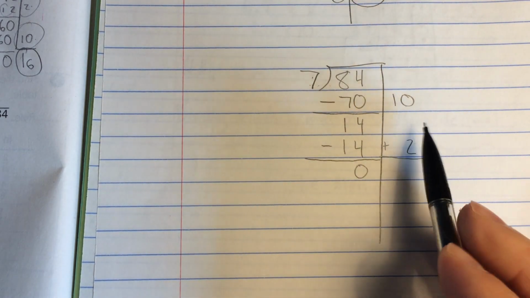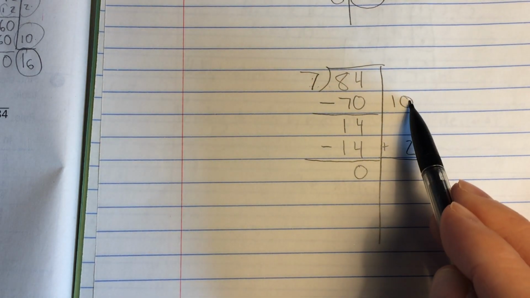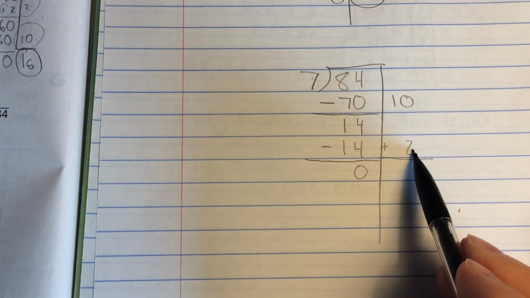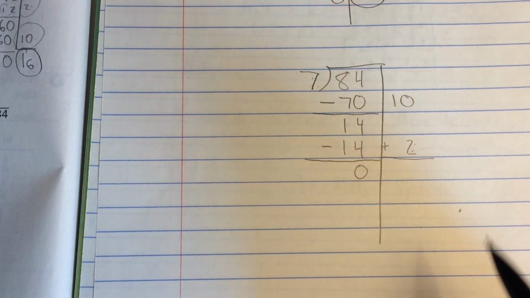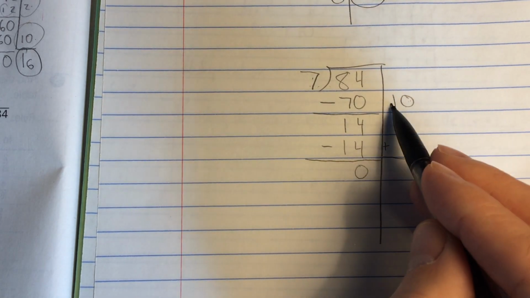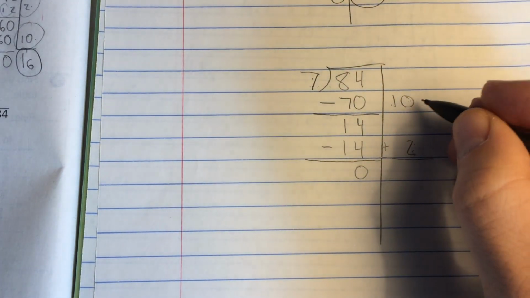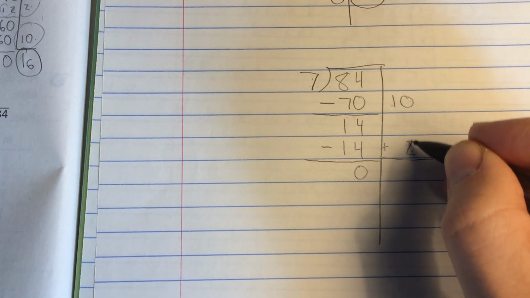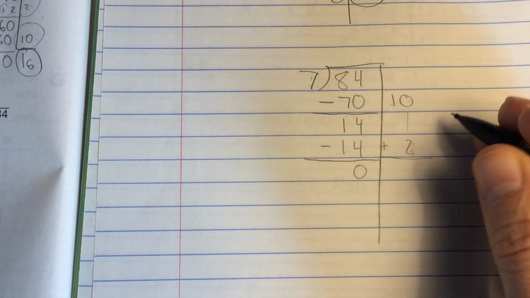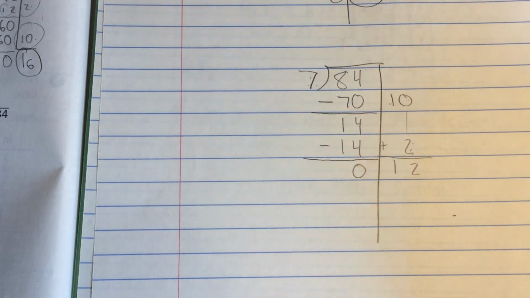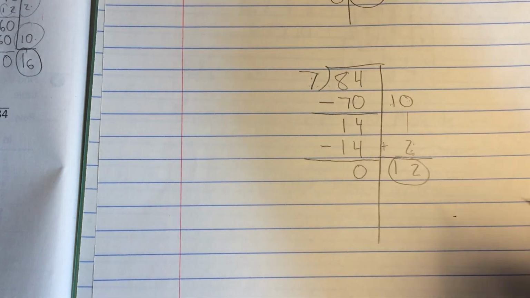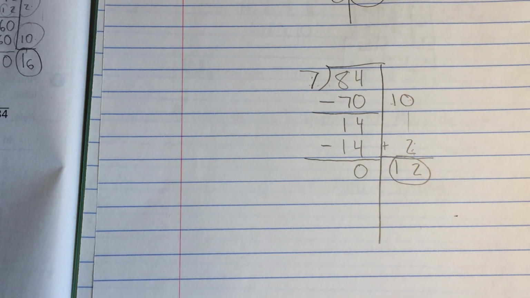And do you notice what I did this time around? I made sure my 2 stayed a little bit closer to the ones place, so I could add these a little bit easier. You don't want to add this 2 to the 1, because this is a ones place, this is a tens place. That will throw everything off. So keep the ones in the same area. 0 plus 2 equals 2. 1 plus nothing equals 1. Our answer is 12.